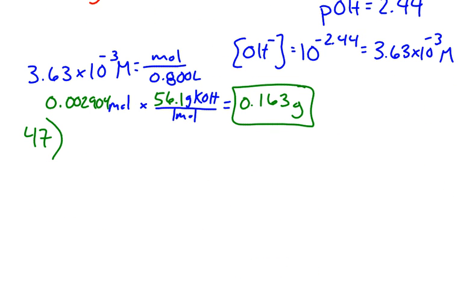Good. 47. Let's talk about this. The pH of a 0.3 molar solution of a weak base is 10.66. Calculate the Kb of the base. This is a good question. So what you basically have is you have a base.